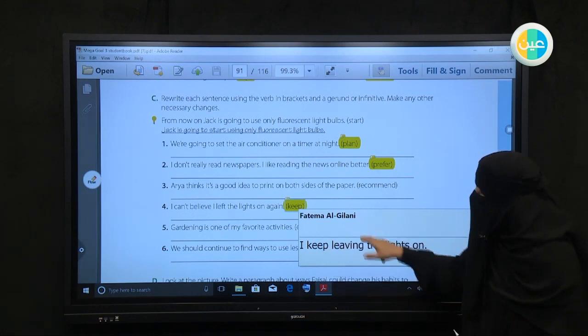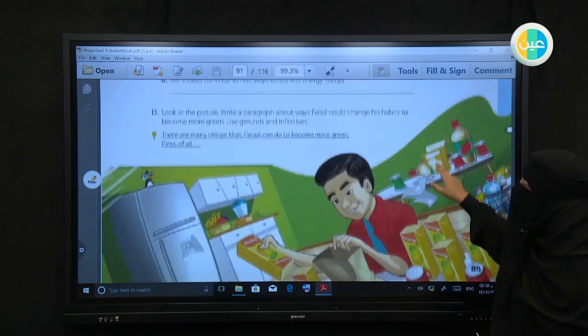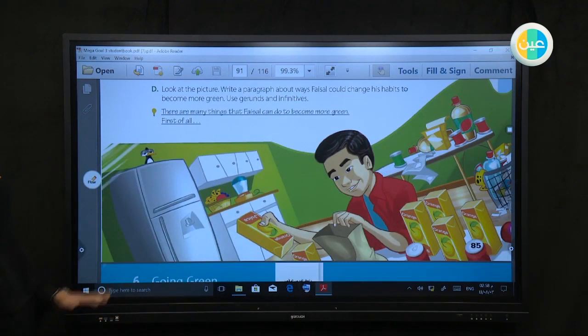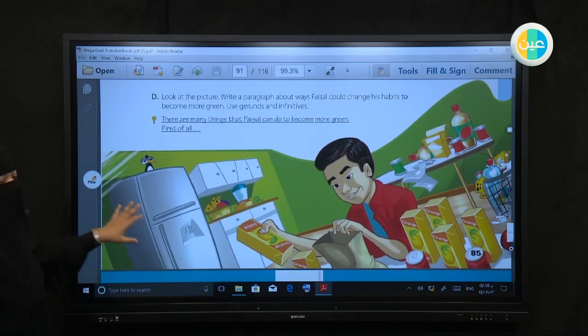Okay, alright, let's go down to here at the bottom. This is your last part here, this is D. Look at the picture. Write a paragraph about ways Faisal could change his habits to become more green. Use gerunds and infinitives. Now, if you check the picture out, you'll see that Faisal is in his house and he has a bunch of groceries. He's in the kitchen. He has a little bird here on top.